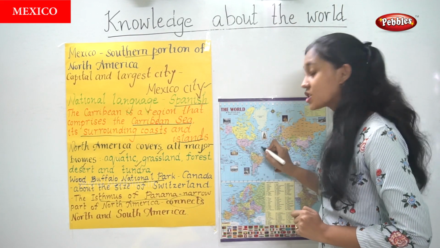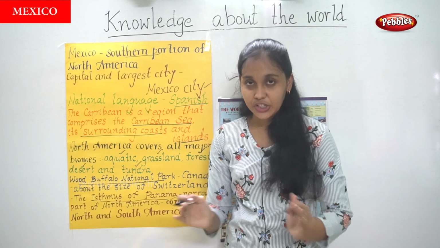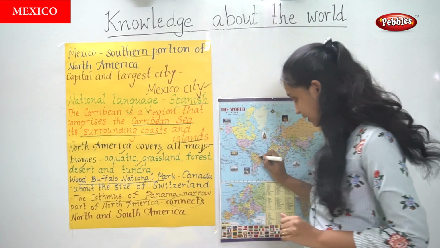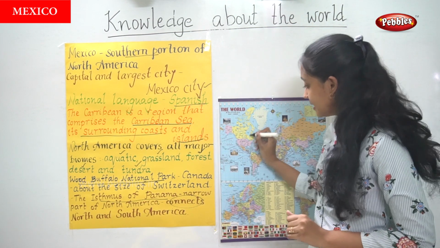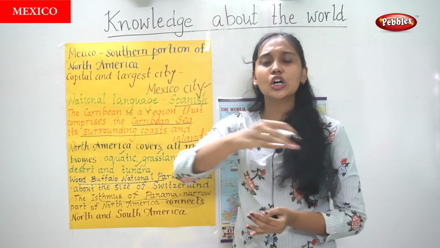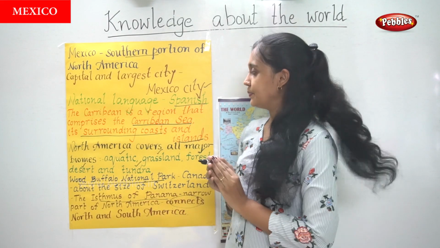Then we moved on to the islands here. This region is called the Caribbean. It is not a country, it is a region, and it comprises the Caribbean Sea and then the coast and the islands in that region. So it is sort of a region which is called the Caribbean.